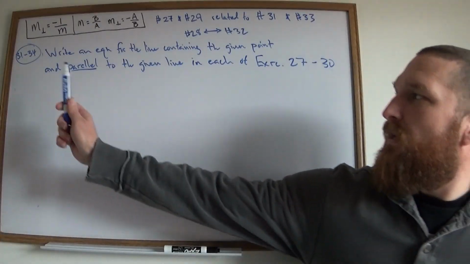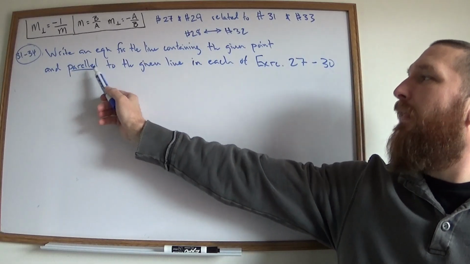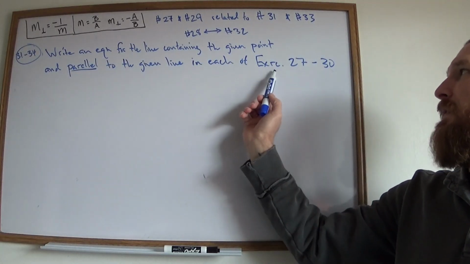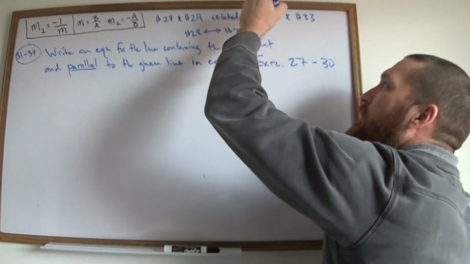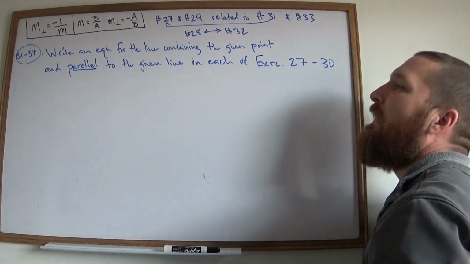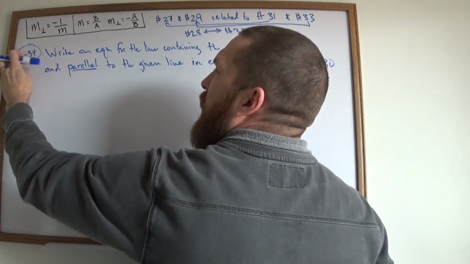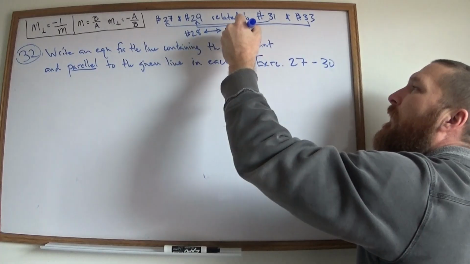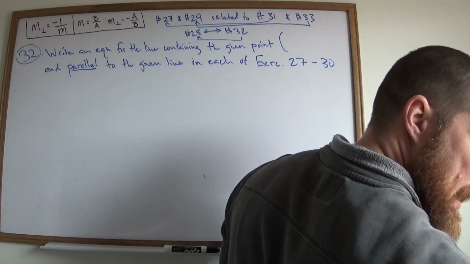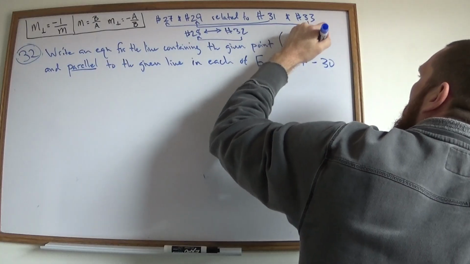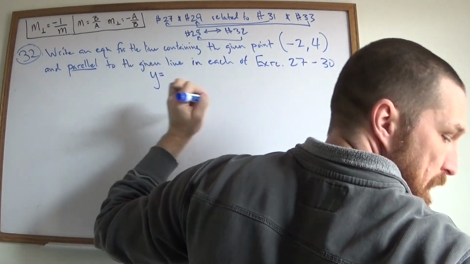Okay, in your book, it says 31 through 34. Write an equation for the line containing the given point and parallel to the given line in each of exercises 27 through 30. So this is what I mean here. When you go to do problem 31, it's referring back to the setup from 27. When you go to do problem 33, it's referring back to the setup from 29, and therefore 32 is referring back to the setup from 28, where the given point was negative 2 comma 4, and the given line was y equals 2x minus 3.